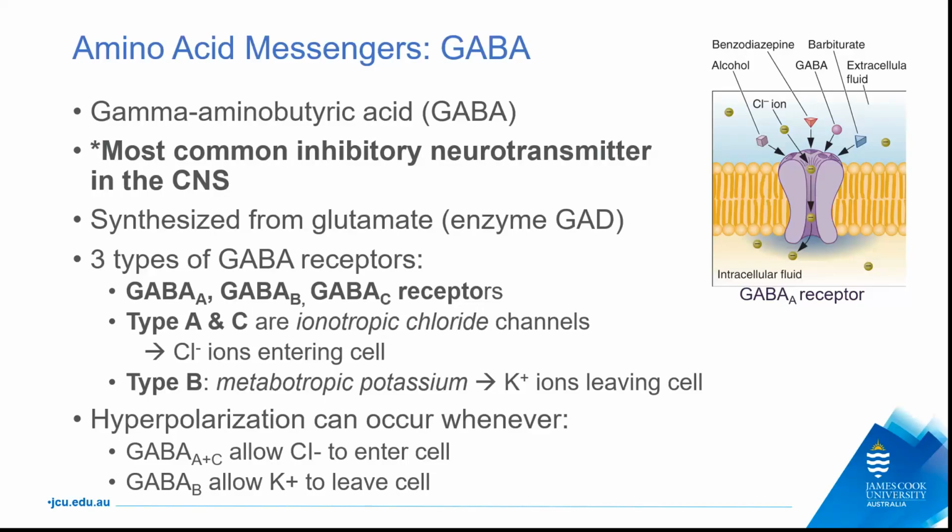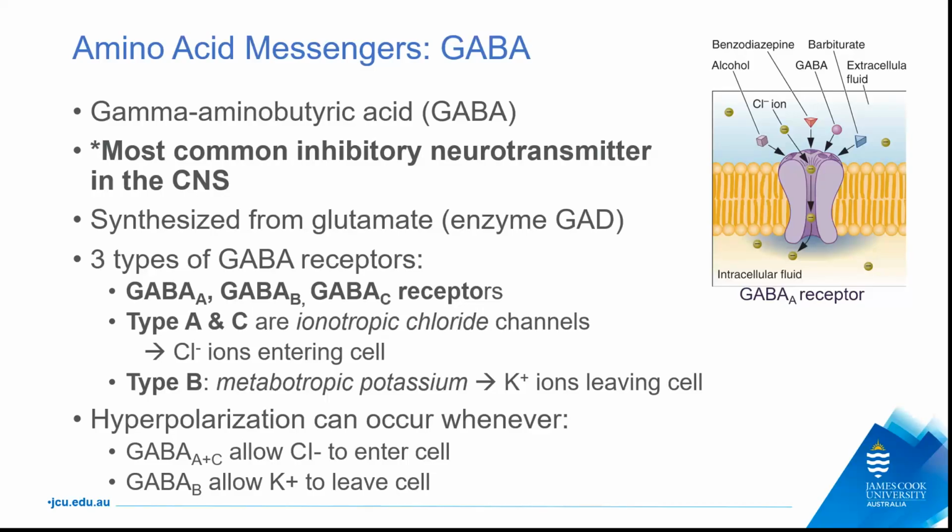So if you're asked to describe the action potential, you don't have to mention all these things. It's really a bit too much. So the last point is that hyperpolarization can occur whenever GABA A and GABA C allow chloride to enter the cell, similar to what I said earlier, and when GABA B allows potassium to leave the cell. Everybody got that? Think about it, okay?